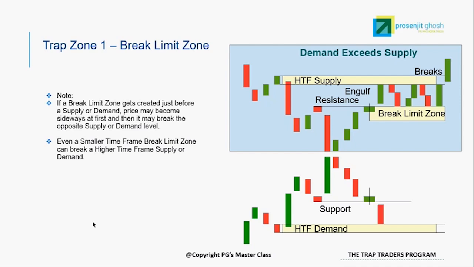So after this, what happens? Price creates a drop-base-drop, and the support line is cutting through the base. If that happens, I know a break limit zone got created because of the engulf. And what I will do is never ever go long. If I am long, then I will book my profits here at the break limit zone. If I am not long, I will wait for this to break, right?